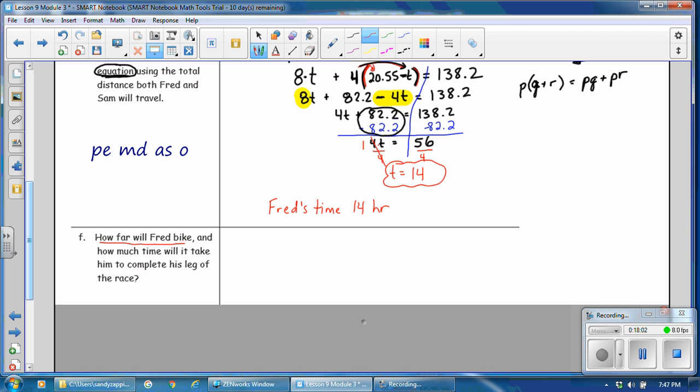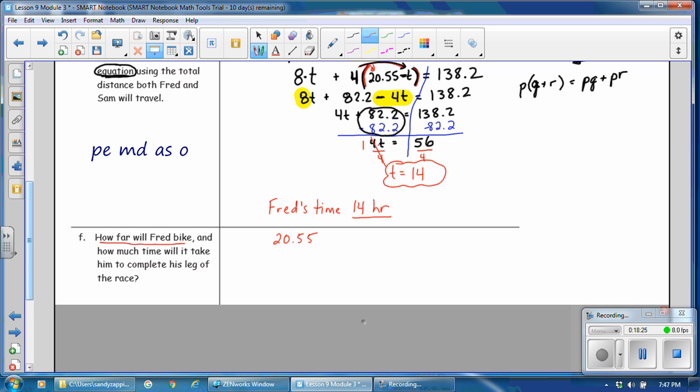And it says, how far will Fred bike and how much time will it take for him to complete his leg of the race? So we know that the total is 20.55 hours for the whole race. And Fred's time is 14 hours. How far will he bike?